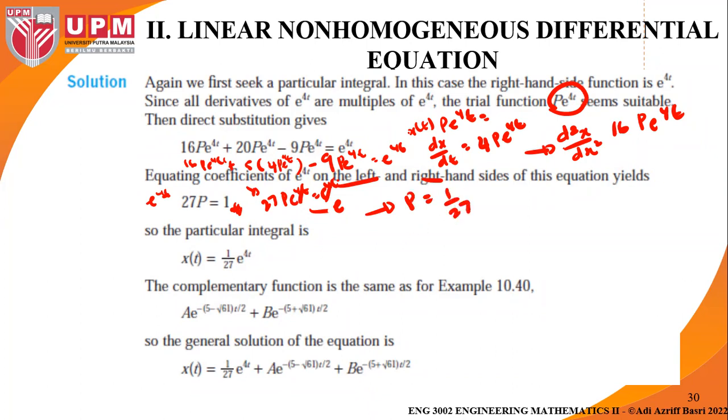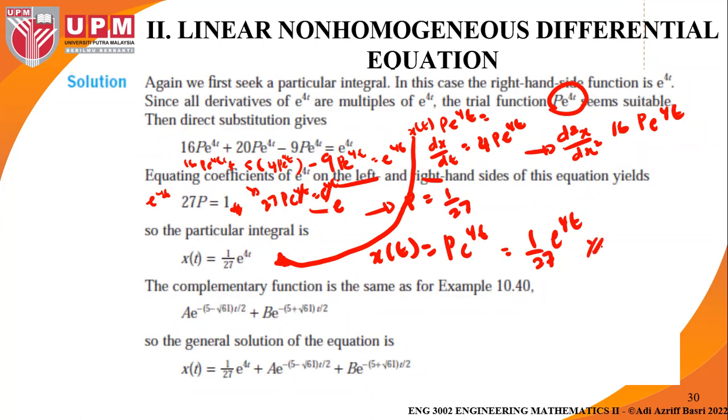So back to your main equation here. You get x is equal to p exponent 4t, and what is p? 1 over 27 exponent 4t. Then you put in the complementary of this one, and then you get the answer.